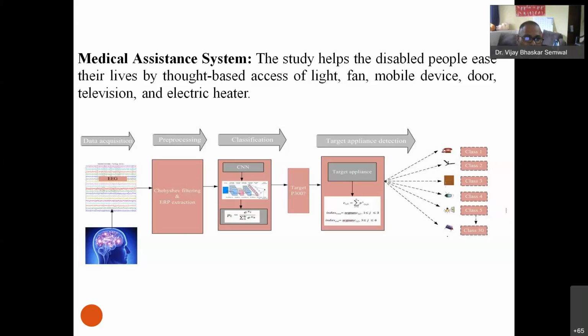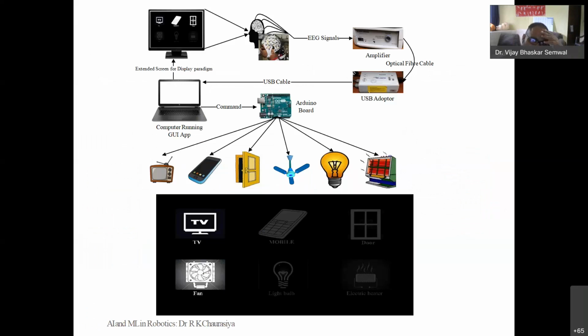So this helps disabled people in their life by thought-based access of light. It is not simply seeing on the computer; you just point to which portion you are targeting. By gazing your eyes, it will open that one. It will control things like the mouse, fan, mobile device, television and electronic systems. So in the simplified model, you have an ECG recorder by which you can record the ECG. You have an amplifier with fiber optic, where you are using an adapter, and finally you are using Arduino boards. You can control the TV, mobile phone, open the door, see outside, fan, light and all.